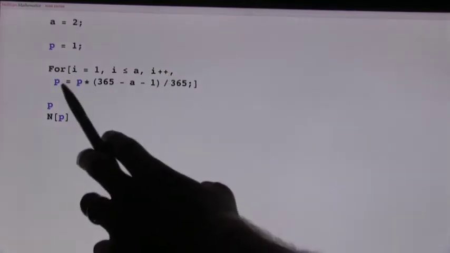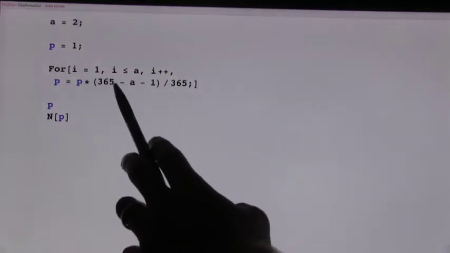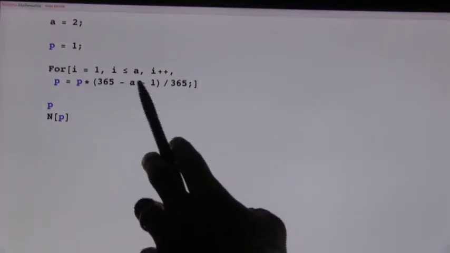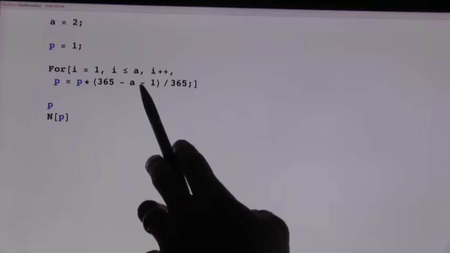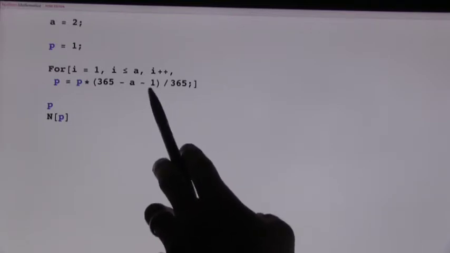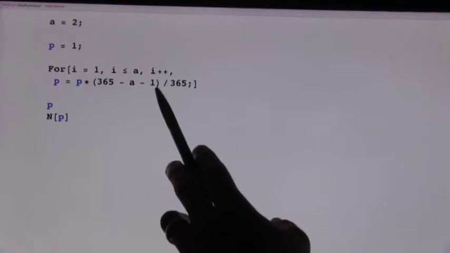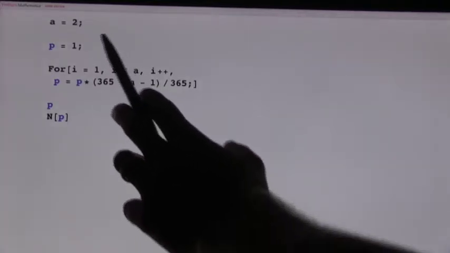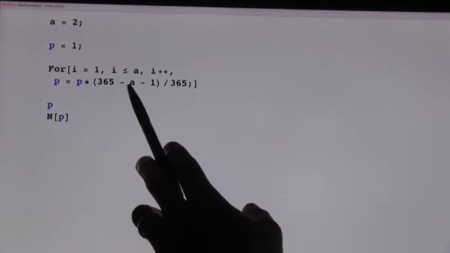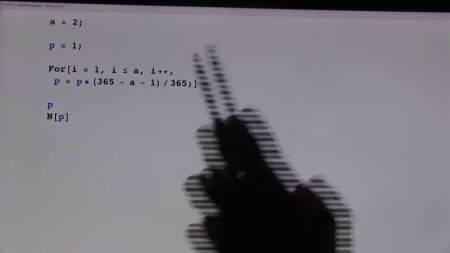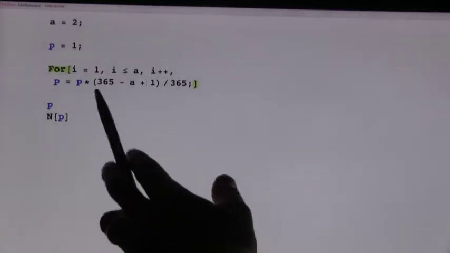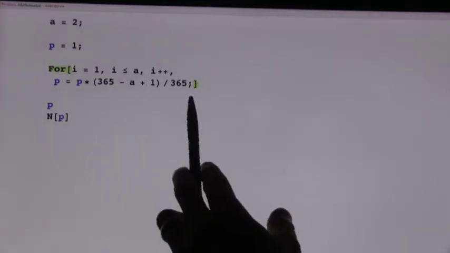Probability is, on the top we have 365 minus a minus 1, but I think I made a mistake there. With one person we want the probability to be 1, right? And if a was 1, I would be subtracting 2 here. So I don't want minus a minus 1. What do I want? Minus a plus 1. And now I know if a is 1, I'm just going to be multiplying by 365 over 365.